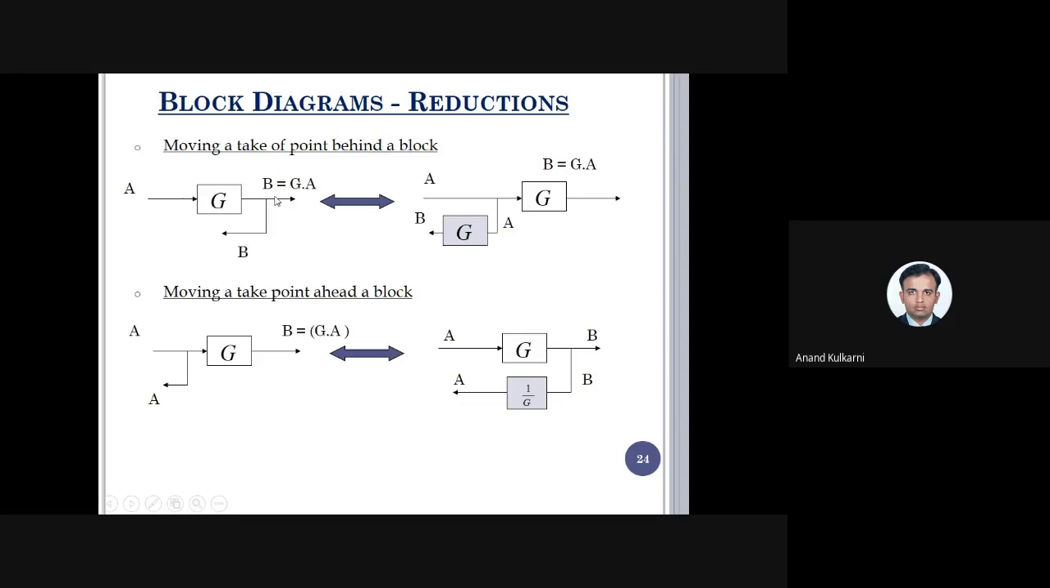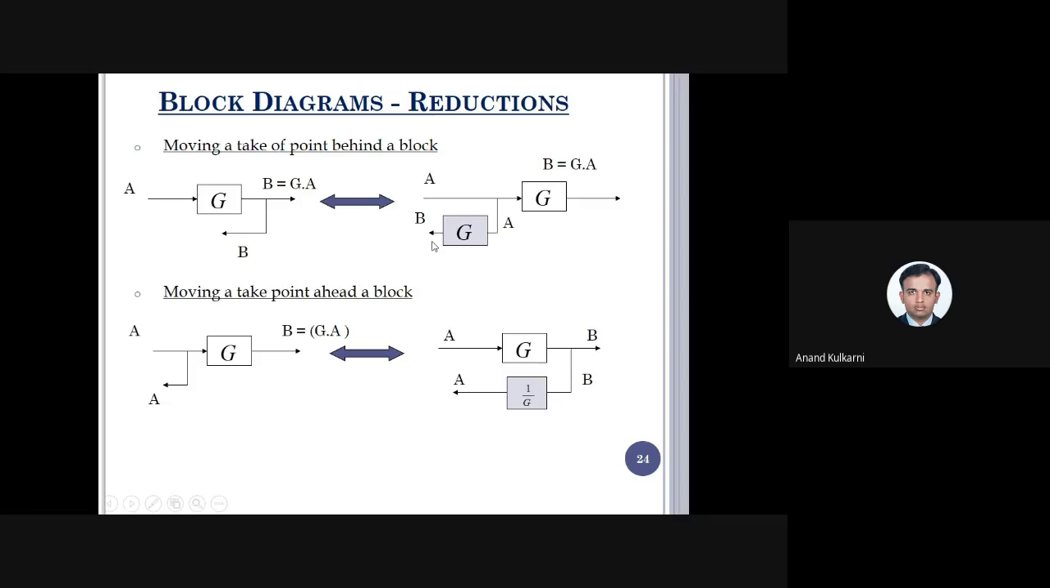Because what was the output here? The output is B, or C, whatever. In the previous example we took C, but here we have taken B. B is equal to G into A, that is written here. But whenever I'm taking a takeoff, I want the same output here, that is G into A. Because A is passing through G, it will be G into A. A is coming here, but I want G into A only here. Because, as we have seen, a takeoff point is a point where the output will be the same as the input without any change in intensity. So the output should be G into A only here.